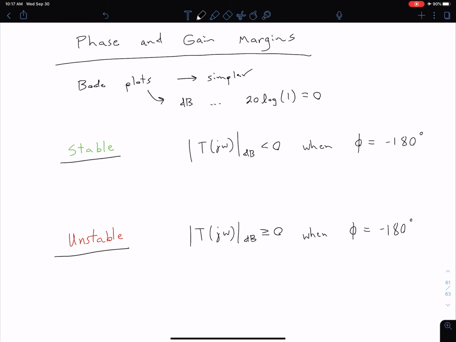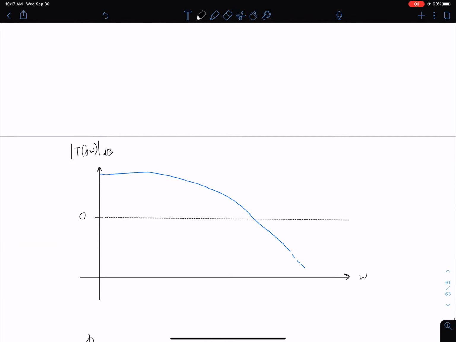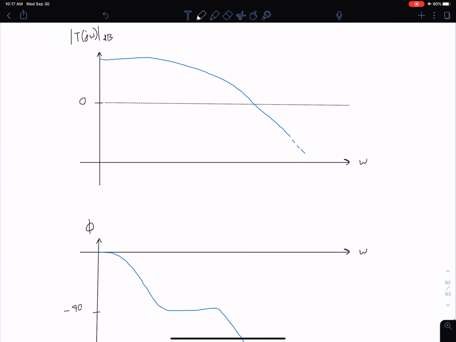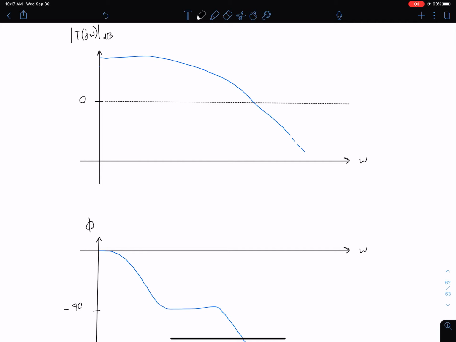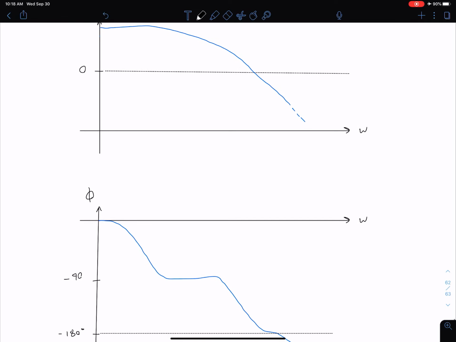So let's come down here then and look at some plots. I've plotted a frequency response for some arbitrary function. In the top plot, you can see we have the magnitude of the loop gain, and in the bottom plot, we have the phase of the loop gain. Both are plotted with respect to frequency, and I've aligned these frequency scales such that, for instance, if we have some frequency of, say, 100 here, then this would also be 100 here. So they're meant to be aligned, that's why they're stacked vertically.